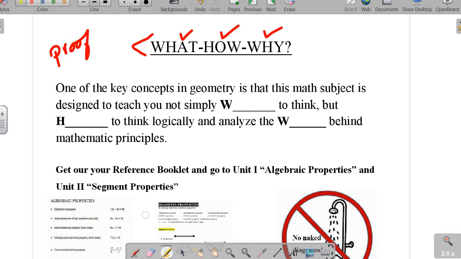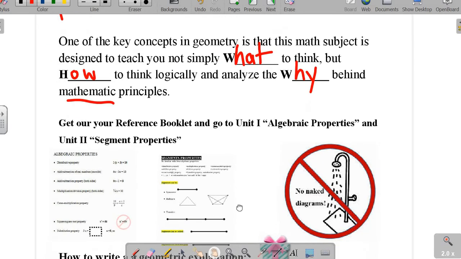Read this aloud with me. Finger right there. Out loud, please. One of the key concepts in geometry is that this math subject is designed to teach you not simply what to think, but how to think logically and analyze the why behind mathematical principles.